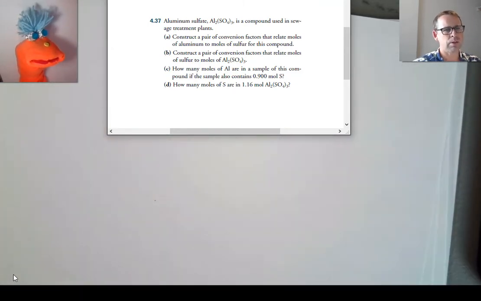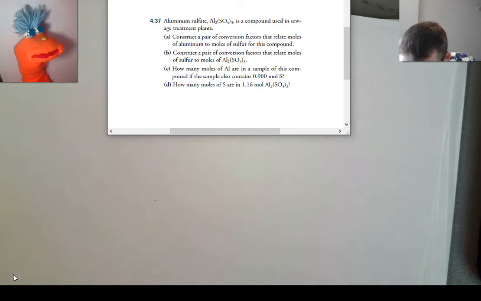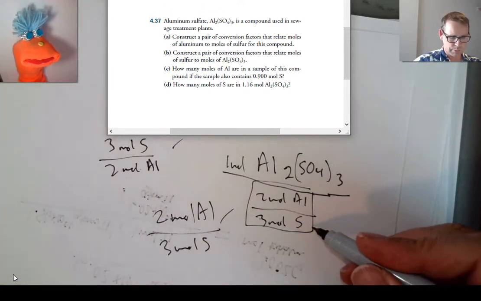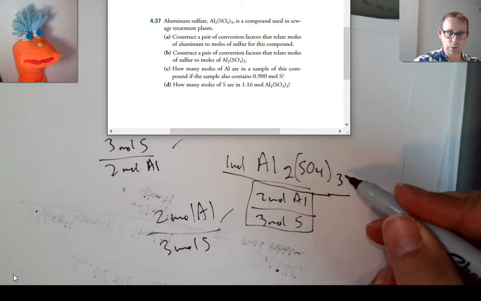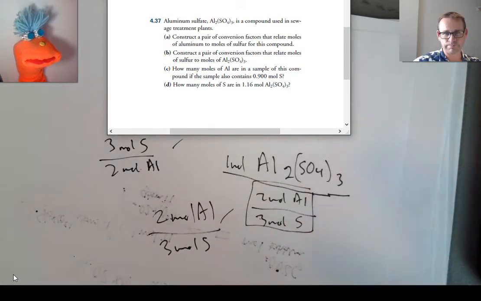How about the next one? Moles of sulfur to moles of that stuff. Well, we already did that, didn't we? We kind of did, right? So let me bring that back up here. I have 3 moles of sulfur for every 1 mole of this material, or we could flip it around. Every 1 mole of this material has 3 moles of sulfur, right? So you can flip them either way.